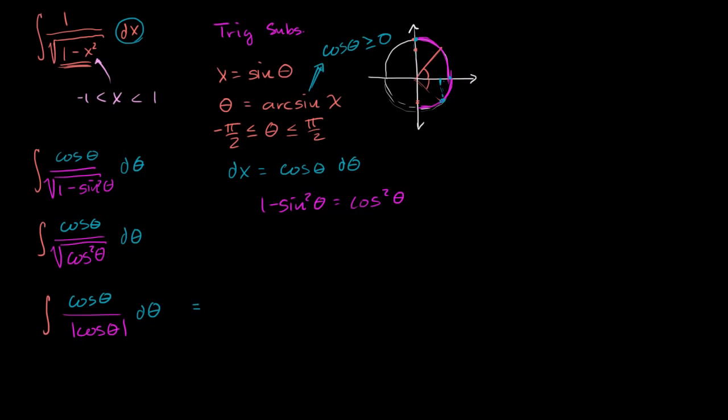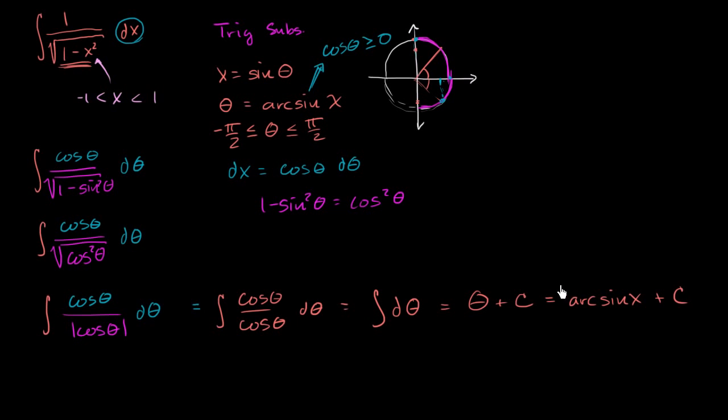So this is just going to be equal to the integral of cosine theta over cosine theta d theta, which is just equal to the integral of d theta, which is equal to theta plus c. And now all we have to do is unwind this substitution. We already know that theta is equal to arcsine of x. So we could say this is equal to arcsine x plus c. And we're done.